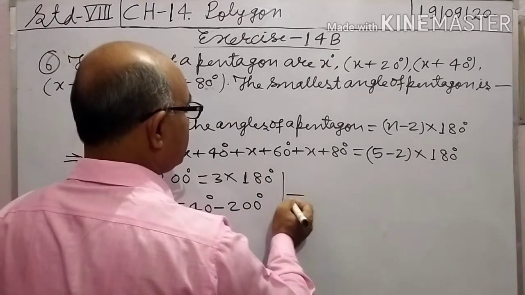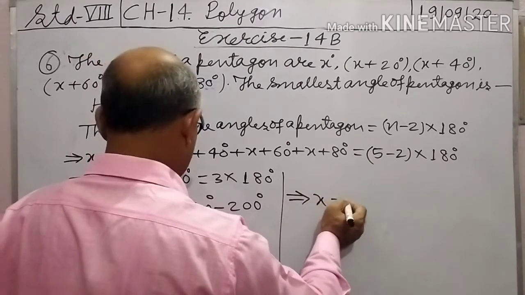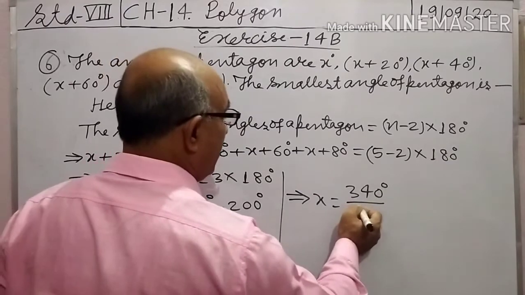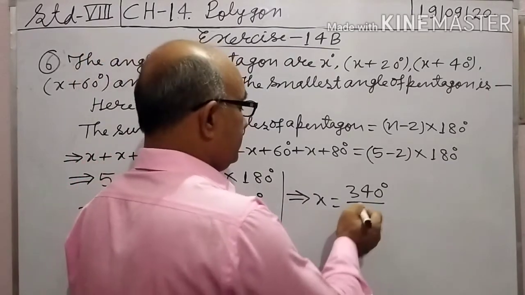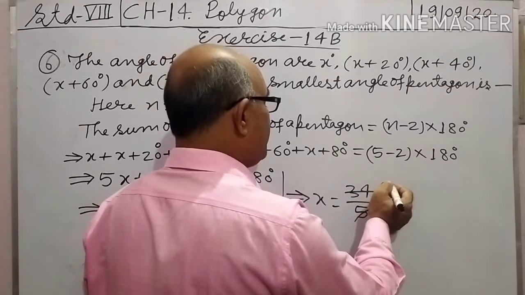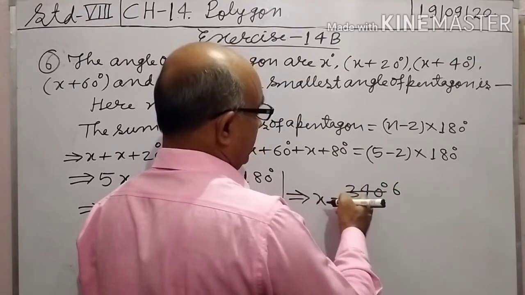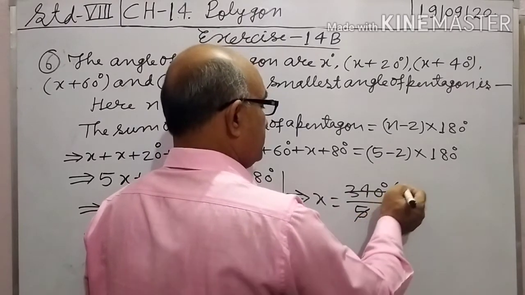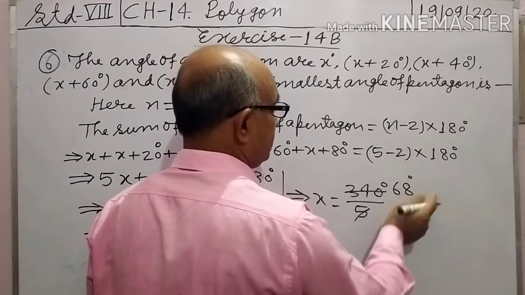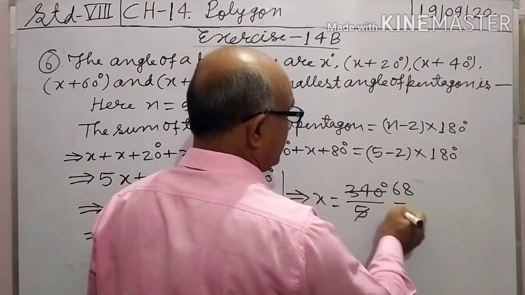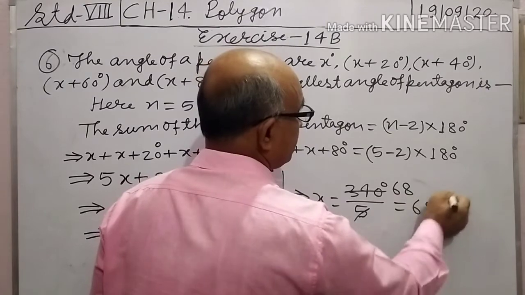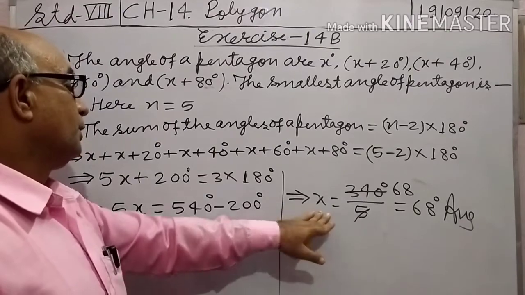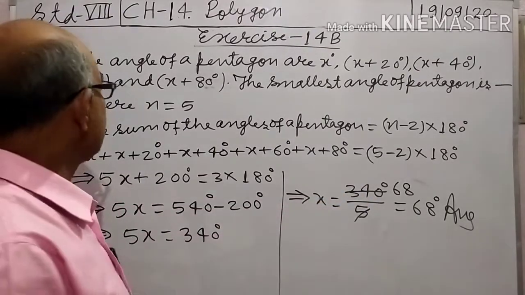Now x equals 340 degree by 5. Divide: 5 sixes are 30 and 4 is 40, so 5 eights are 40, equal to 68 degree. The smallest angle is x. So x equals 68 degree. This will be the answer.